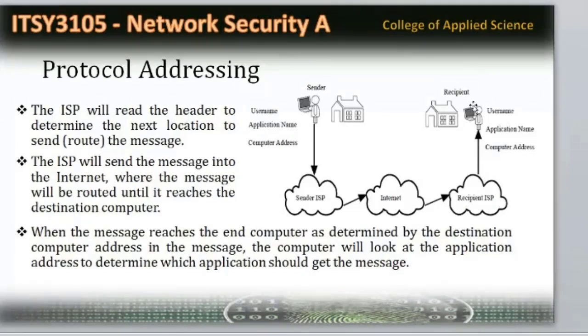So the address, the IP address, plays a major role here. As far as networking and network security are concerned, you have to concentrate more on layer 3. Layer 3 means the networking layer. In the networking layer only, all the routing concepts are happening.